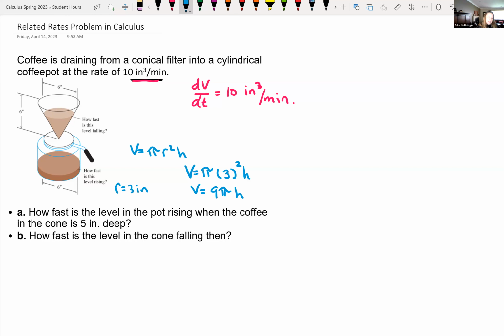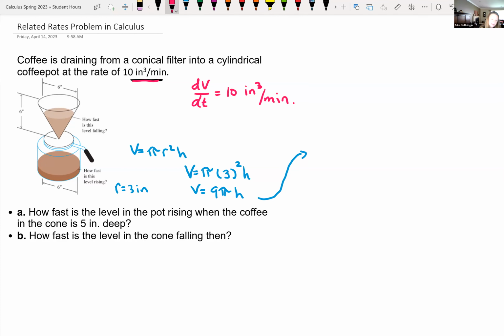We're trying to find the rate of change of the rise in the coffee pot. That rise is talking about the height, so I want my volume in terms of h. That's great, it already is. Since I want to find the rate of change of the height of that coffee pot, I need to find the derivative. So let's take the derivative of both sides of our equation.